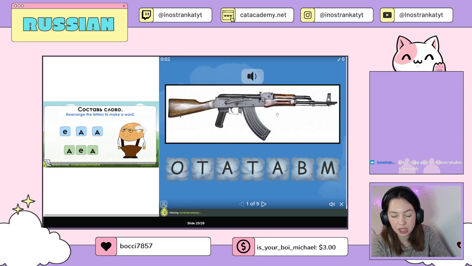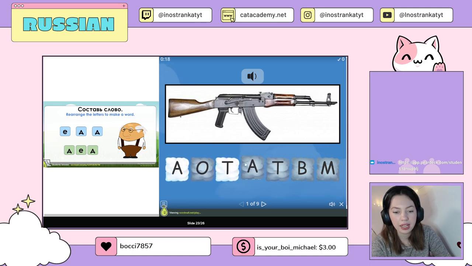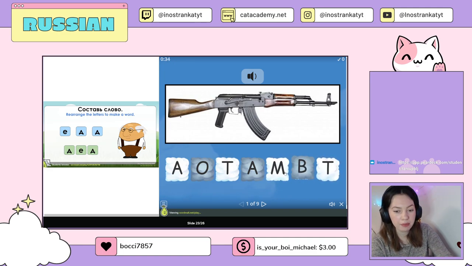So we see the picture of the item. We can listen. Автомат. Автомат. And now we need to think which letter should be first. Автомат. А-а-а. Some letters already are in the correct places. Автомат. I don't know what should be somewhere here, but I could hear, obviously, that the last sound is T. Ta-da! Ooh, M is also placed at the correct place. Автомат. Not sure about anything, but I definitely know that R should be between M and T.